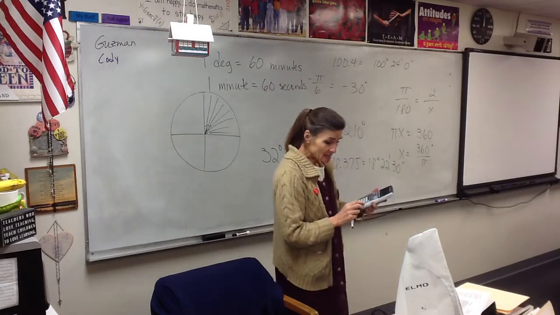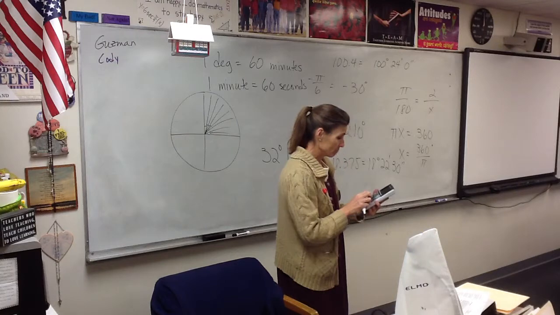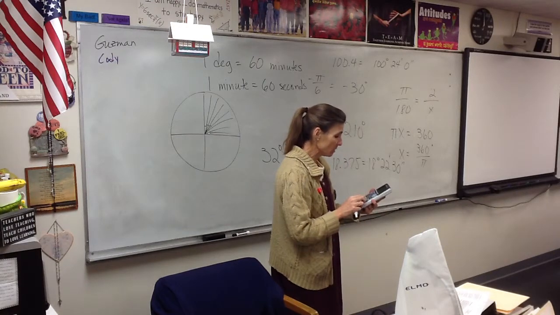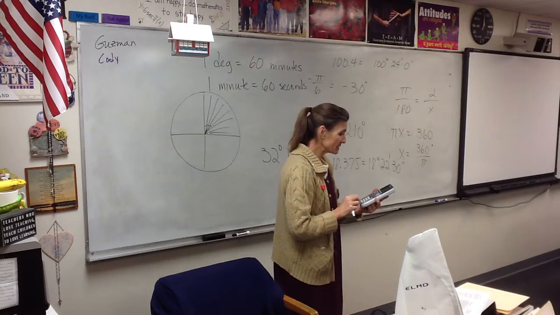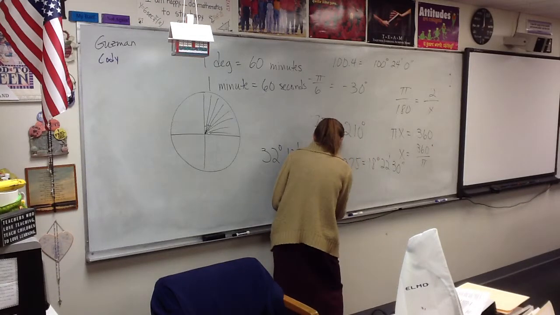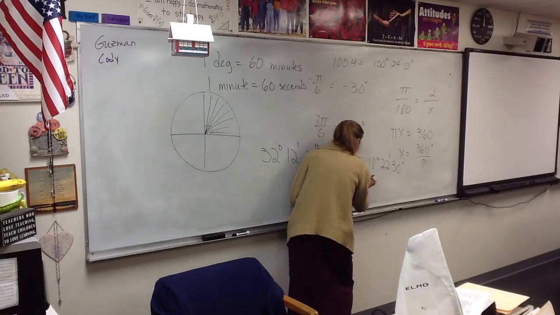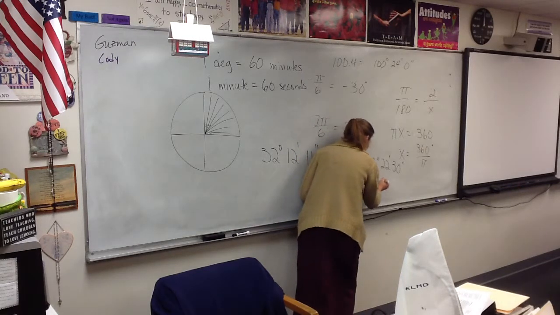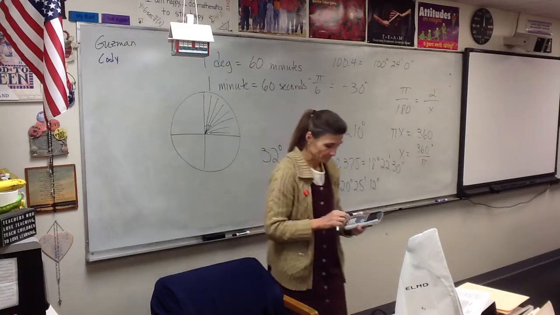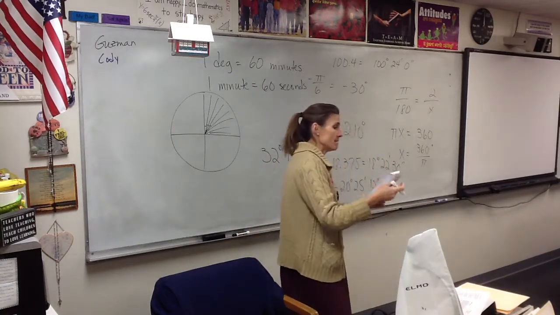All right, let's do the last one. Negative 20.42. Second angle, DMS. What did you come up with for the last one? Negative 20 degrees, 25 minutes, 12 seconds. Page 1, done.